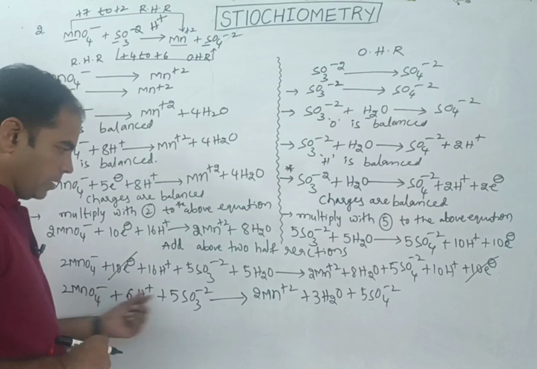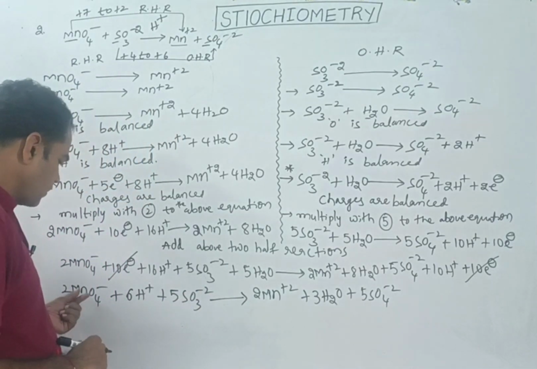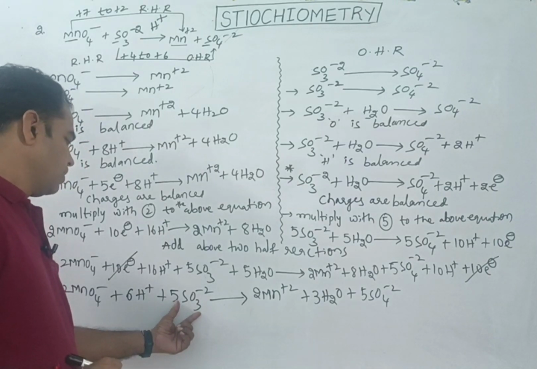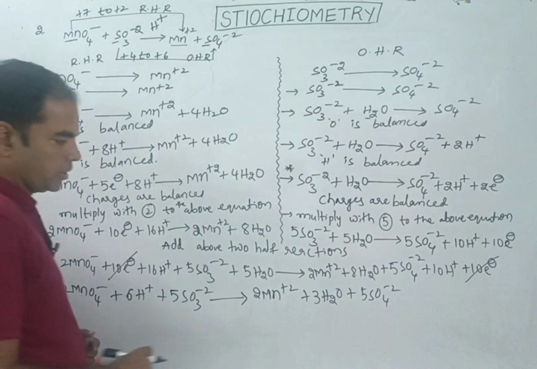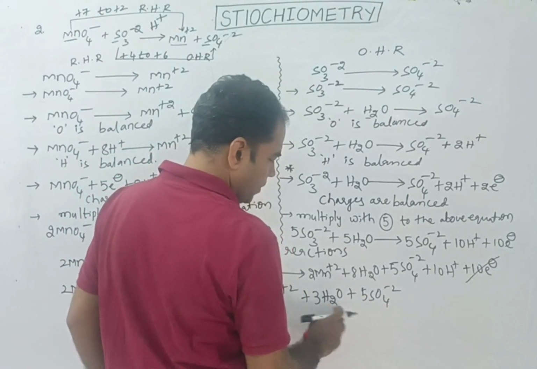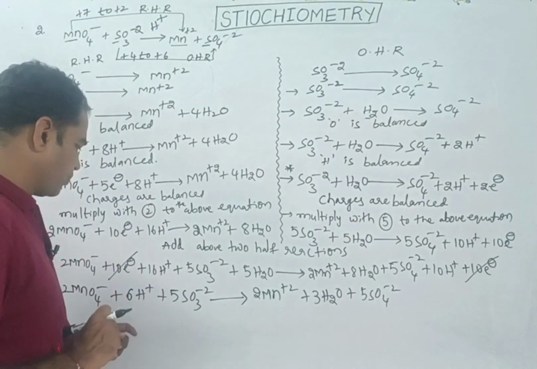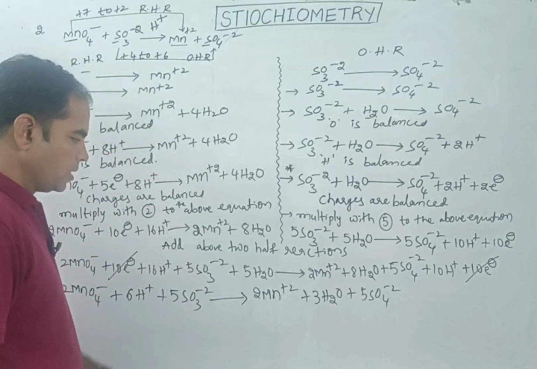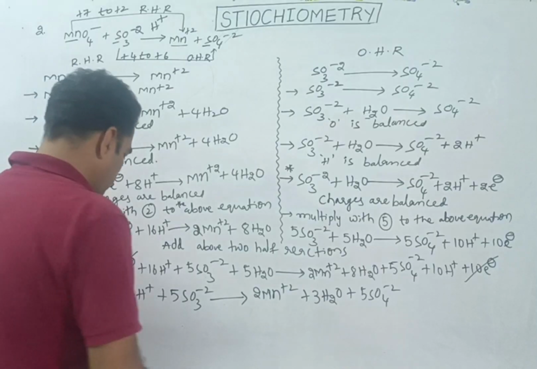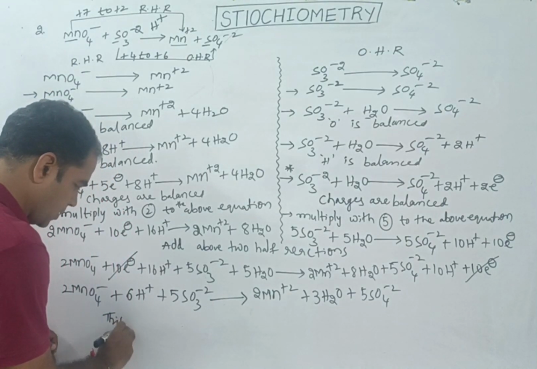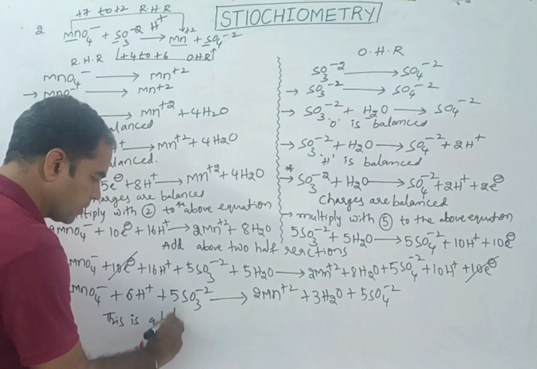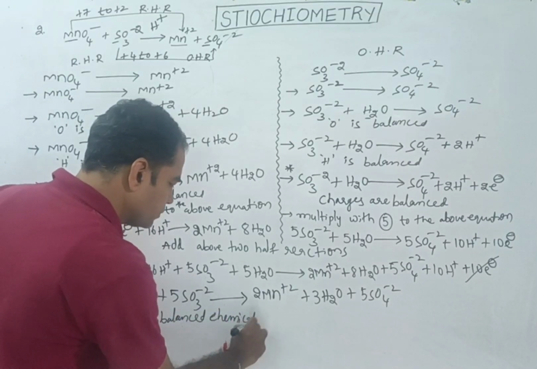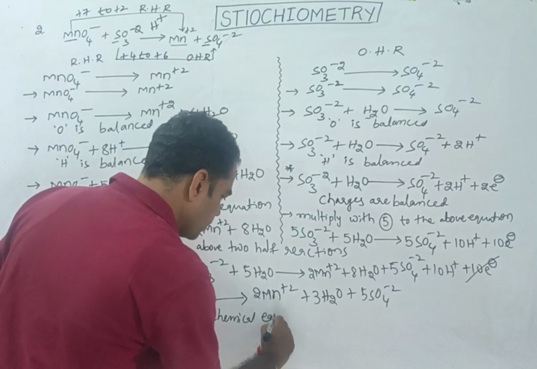See how many Mn? 2 Mn, 2 Mn. How many oxygens here? 2 fours 8, 5 threes 15, 15 plus 8, 23 oxygens. Here 5 fours 20 plus 3 oxygens, 23 oxygens. Next 6H⁺, here 3 H2O gives 6H. 2 Mn, 2 Mn. This is a balanced chemical equation.